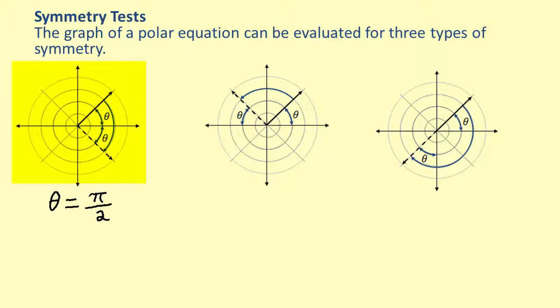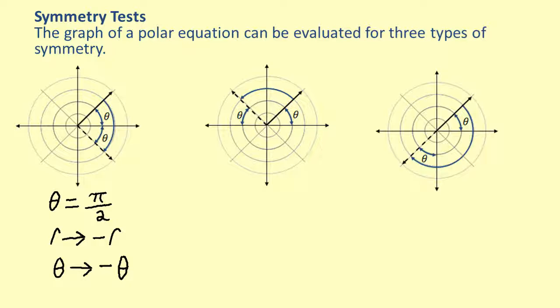Here, we see a graph that is symmetric with respect to the line theta equals pi over 2. To determine if the graph of a given equation will have this kind of symmetry, replace r with negative r and theta with negative theta, and see if the resulting equation is equivalent to the original one.